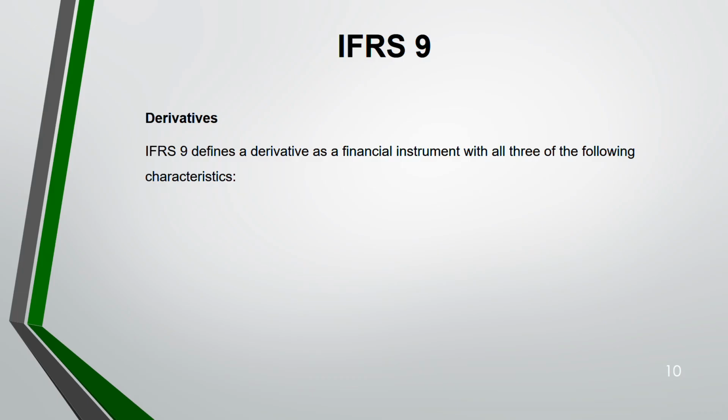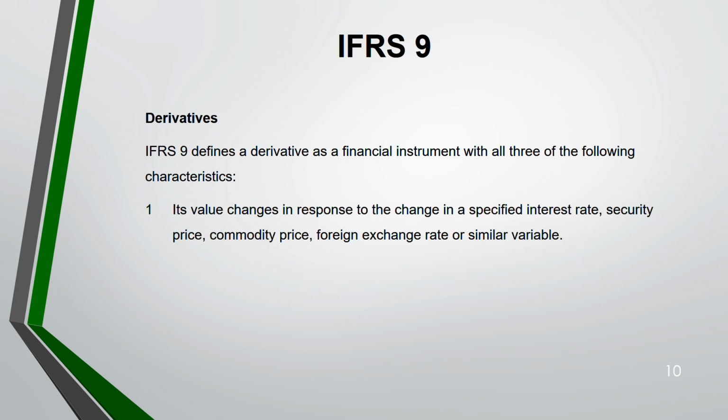Now derivatives. A derivative has to have the following three characteristics. First characteristic: the value of the derivative changes according to interest rate, security price, commodity price, foreign exchange rate, or similar variable. The way derivatives react is based on these things. Either the interest rate goes up or down, security price changes, foreign exchange rate. Next, derivatives require little or no initial investment. Third, it is something to be settled at a future date. If these three criteria are met, it's a derivative.